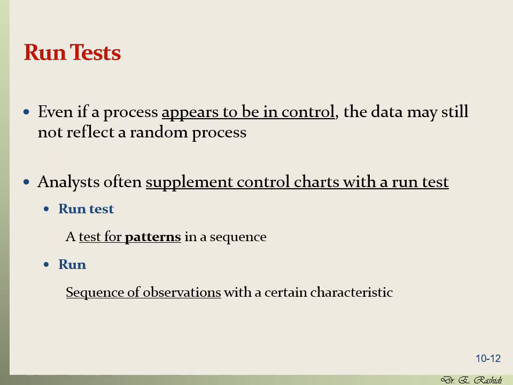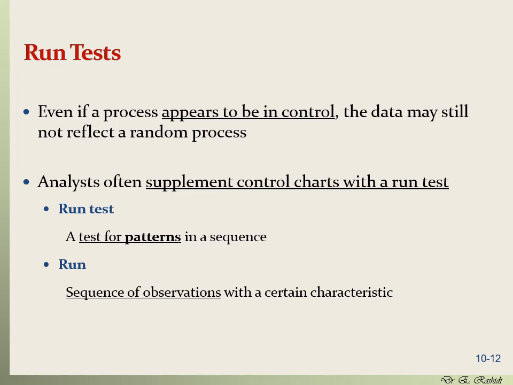We need to actually supplement the control charts with what is called a run test. A run test is a test for patterns in a sequence. Any pattern actually shows an unnatural thing going on. That means when a pattern repeats, there is an unnaturalness here, because something is causing this pattern-like behavior.